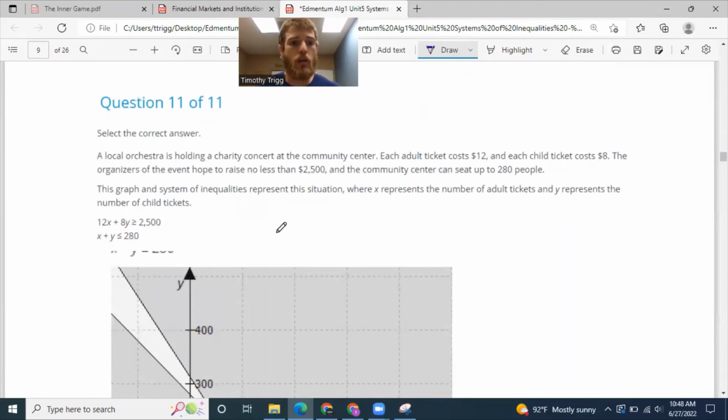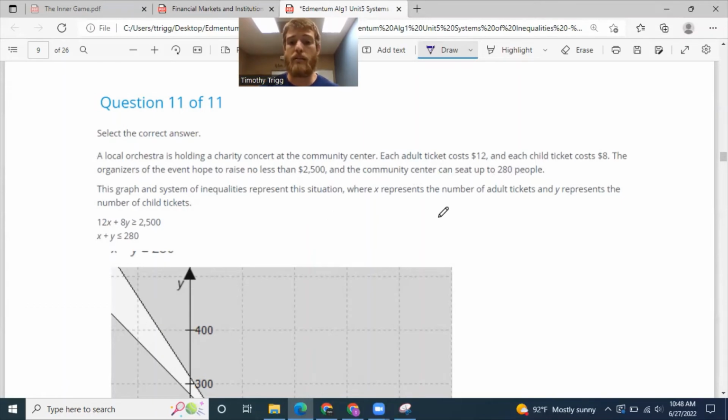A local orchestra is holding a charity concert at the community center. Each adult ticket costs $12. Each child ticket costs $8. The organizers of the event hope to raise no less than $2,500, and the community center can seat up to 280 people. The graph and system of inequalities represents this situation.